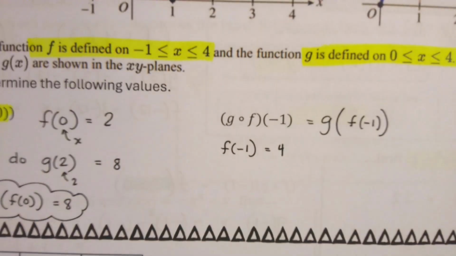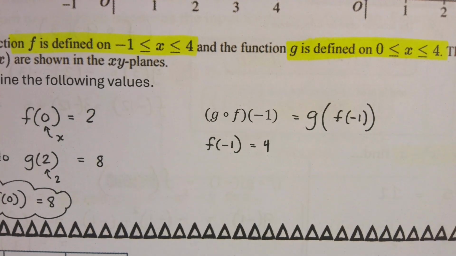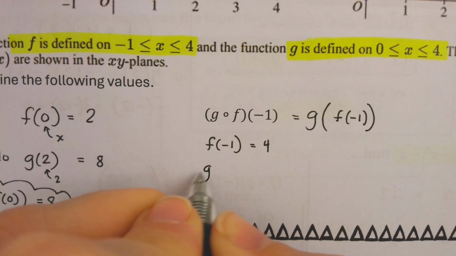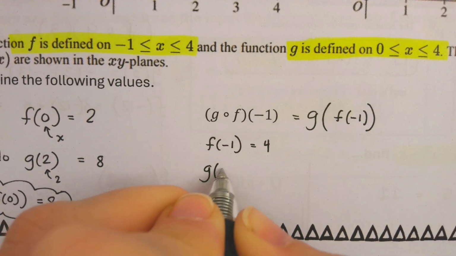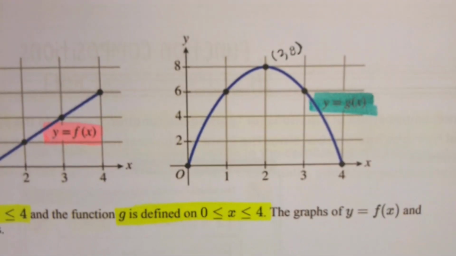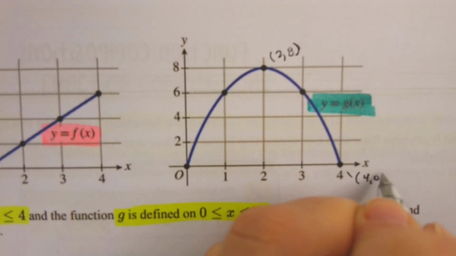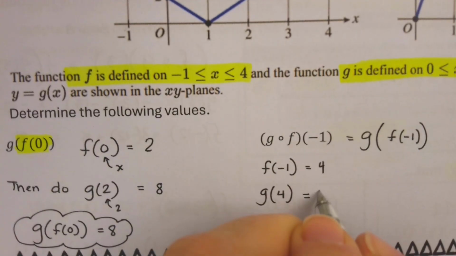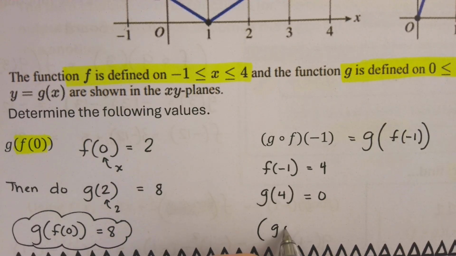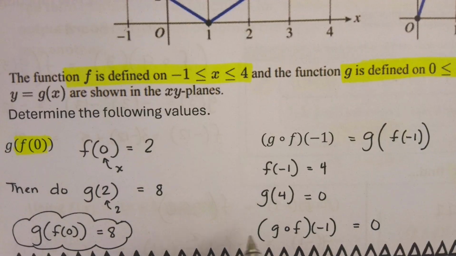Equals 4. And then once we have that answer, what's our second step? Plug it into G. Very good. So then we'll do G of the answer that we just got, G of 4. Let's go look on the G graph. G of 4, look, everybody see it? Everybody say it out loud. What is G of 4? 0. You can see it right here. 4, 0. G of 4 is 0. So my final answer for G of F of -1 is that 0.